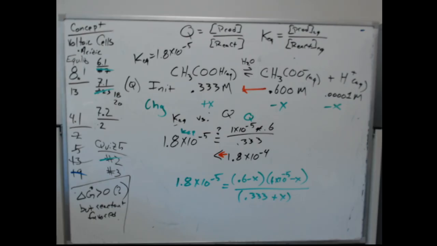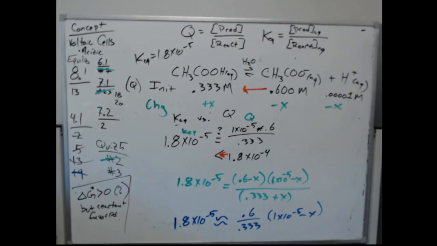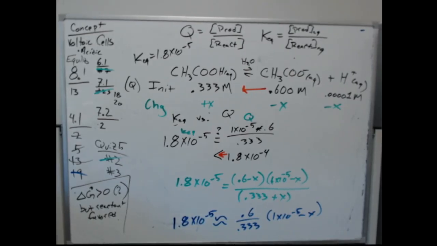I think we can actually partially use the x as small approximation here. I've never done a problem like this where you can partially use the x as small approximation. Having all three things present is kind of a weird situation. But we can try this, right? I'm going to switch colors, but I can say 1.8 times 10 to the minus 5 is approximately equal to 0.6 divided by 0.333 times 1 times 10 to the minus 5 minus x. I think the only place where the x is small approximation fails is there.